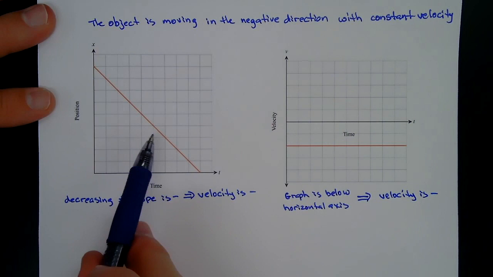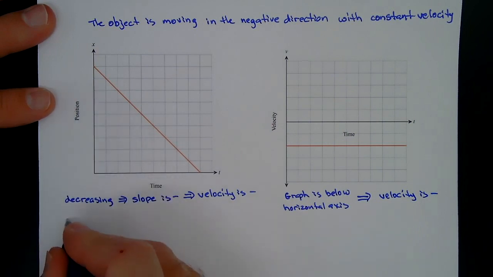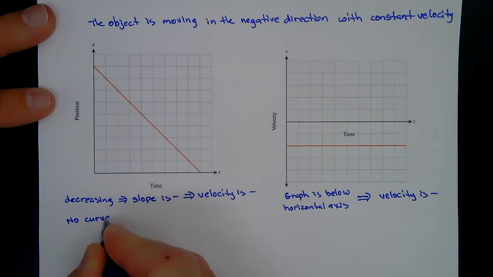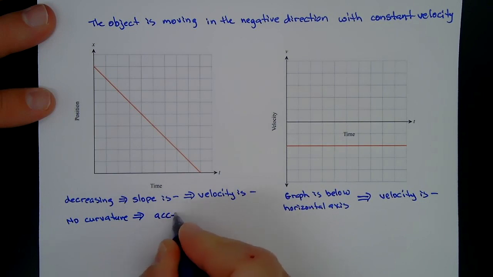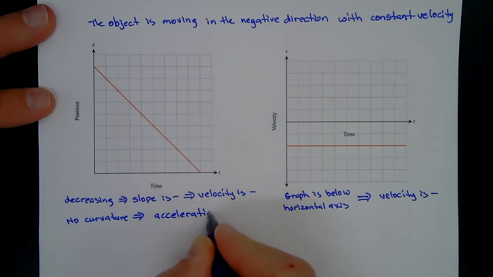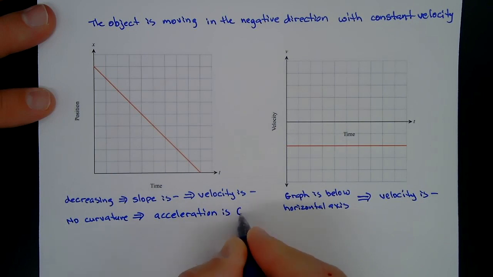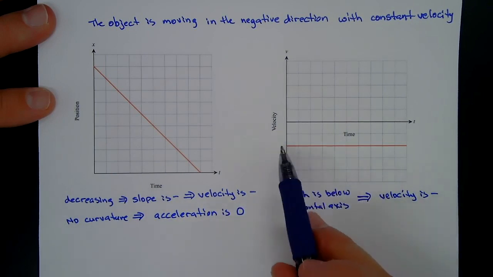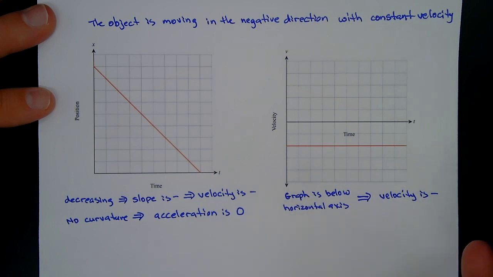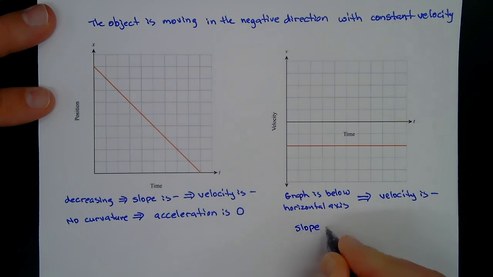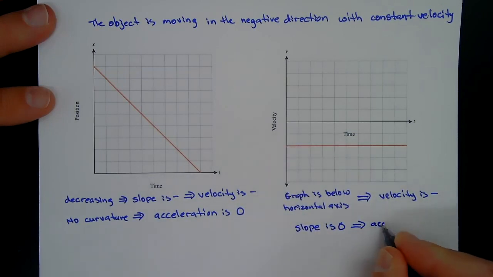Now acceleration, once again, there's no curvature to this. So no curvature. That's telling us the acceleration is 0. Okay, over here on a velocity time graph, the acceleration is determined from the slope. Then the slope of this line, the line is horizontal, which means the slope is 0. Okay, and the slope for a velocity time graph is acceleration. So that means the acceleration is 0.